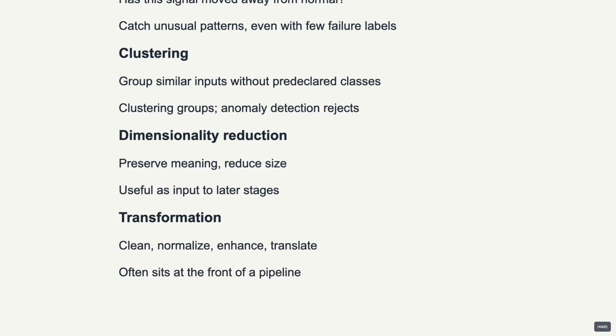A transformation can happen before classification or after a prediction when results need cleanup or post-processing. The job is to convert data into the form that the next step needs.